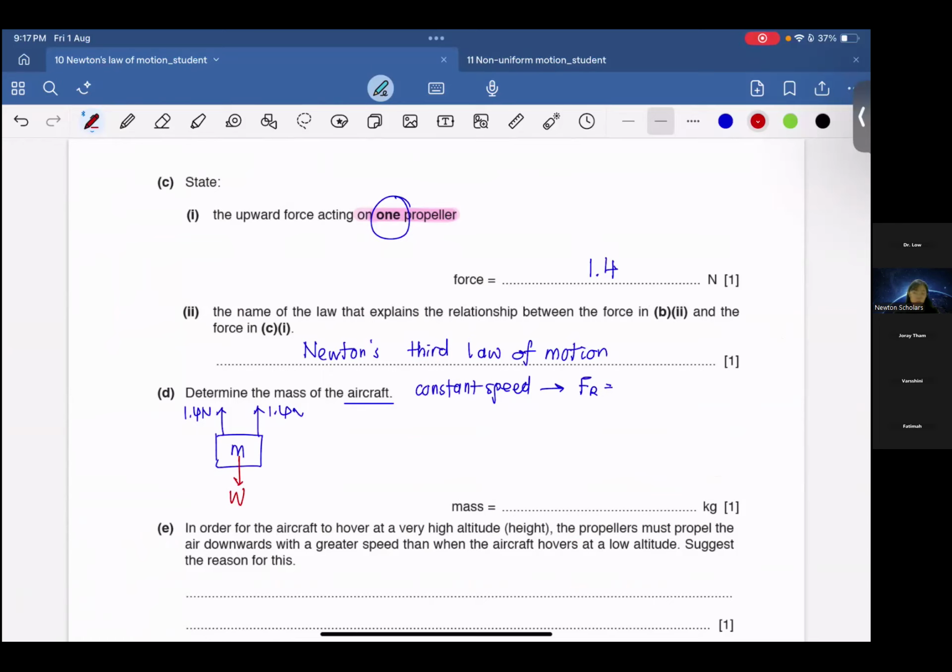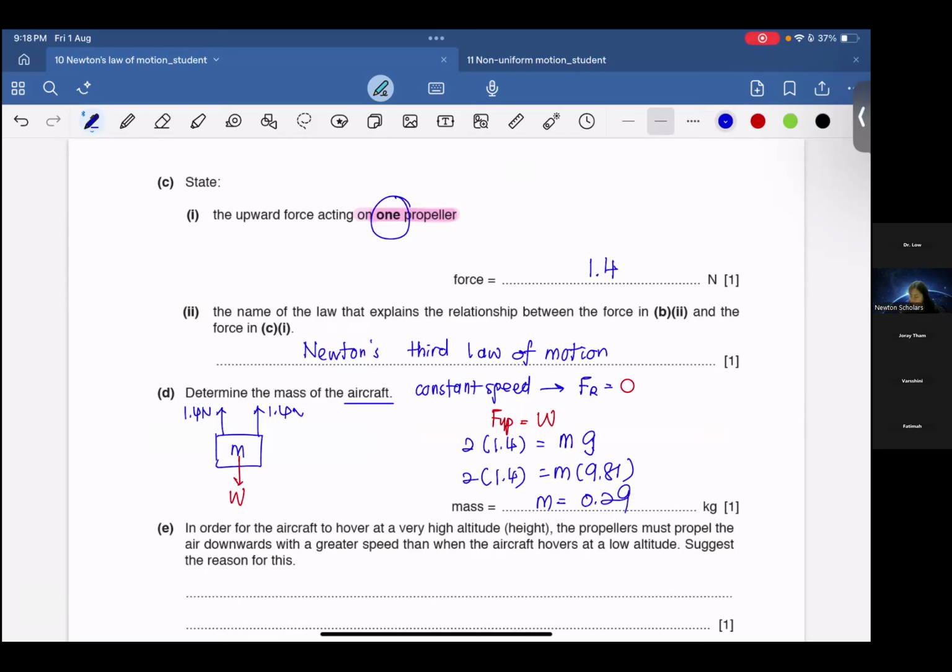Fatima, no. Okay, there must be something wrong. Then you try again. Constant speed means that the force is balanced. Balanced force, the resultant force will be zero. That means your upward force must equal your downward force. Your downward force is the weight of the aircraft. So here, your upward force should be 2 times 1.4, equal to your weight, which is mg. M times 9.81 equals 2 times 1.4. So your M here should be 0.29 kg.